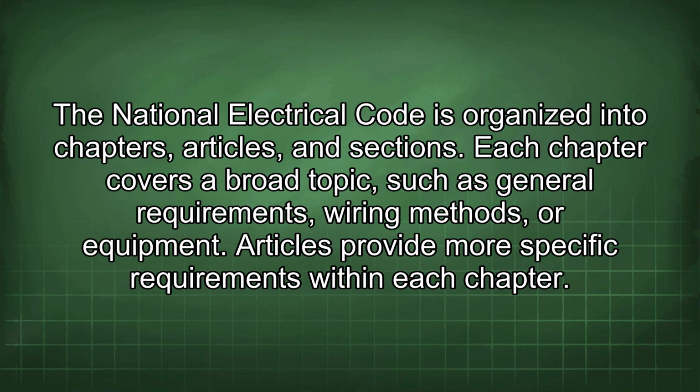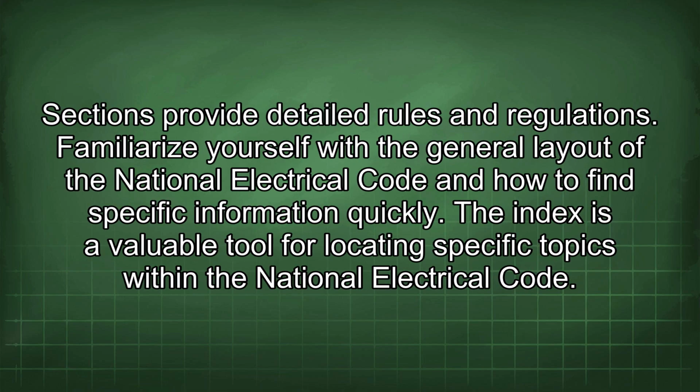Each chapter covers a broad topic, such as general requirements, wiring methods, or equipment. Articles provide more specific requirements within each chapter. Sections provide detailed rules and regulations. Familiarize yourself with the general layout of the National Electrical Code and how to find specific information quickly.